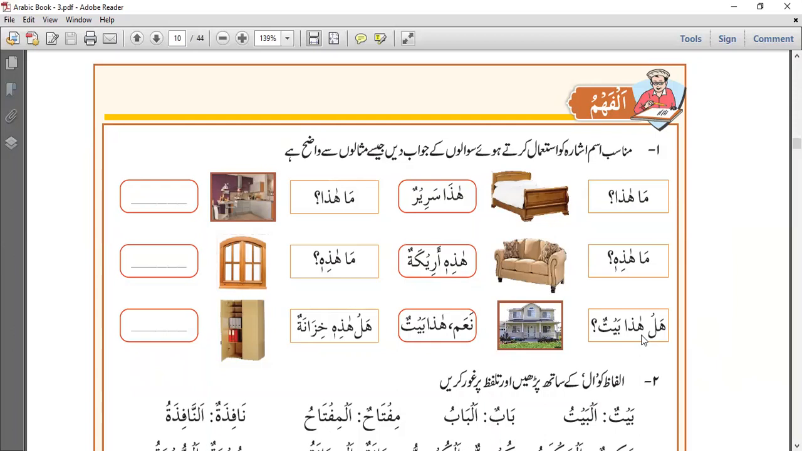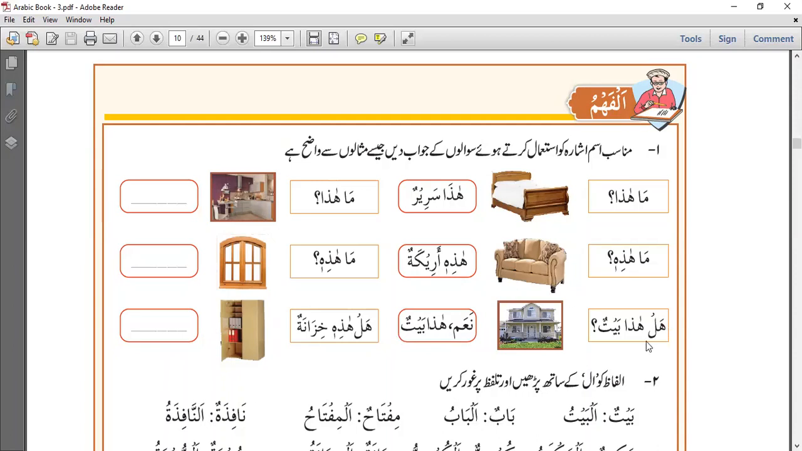Is this a house? Hal haza baytun. While questioning, and when you say yes, and for yes, we will use naam. Naam haza baytun. Yes, this is a house.